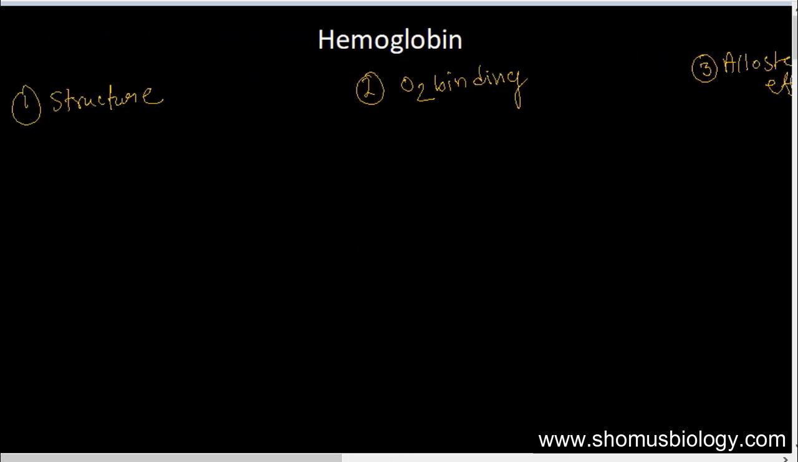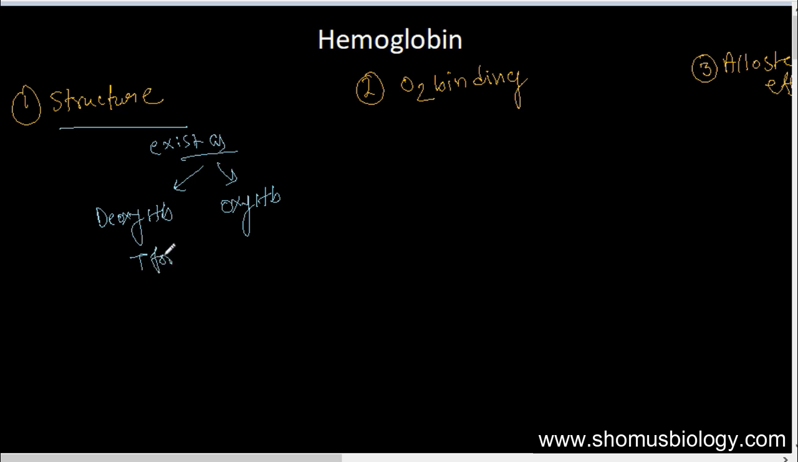The first thing that I want to share is the structure of hemoglobin. Hemoglobin exists as two different types. What are those two types? One is deoxyhemoglobin, and another one is oxyhemoglobin. These are the two types. Deoxyhemoglobin is also known as the T form of hemoglobin, and oxyhemoglobin is known as the R form, or relaxed form, of the hemoglobin protein.